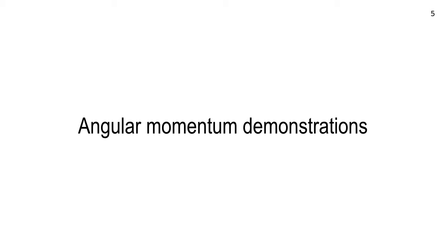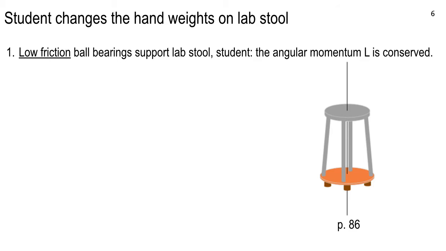Okay, now we just went over the 2 angular momentum demonstrations. The first one is the student changing the position of the hand weights on the stool. So let's go over that. And as I mentioned, the key here for Miss Vanessa is that there's very good quality ball bearings underneath the lab stool. So she's actually spinning on the lab stool. And there are some diagrams on page 86. This is a diagram that I made, and I swiped it from my own book.